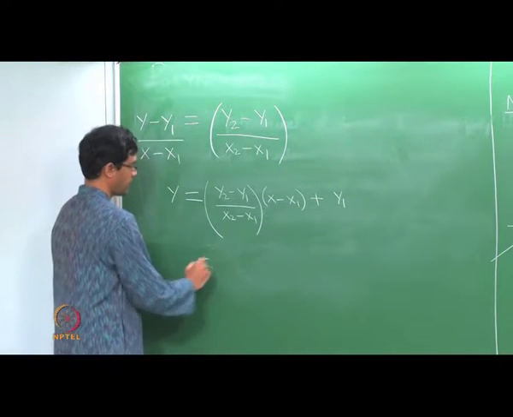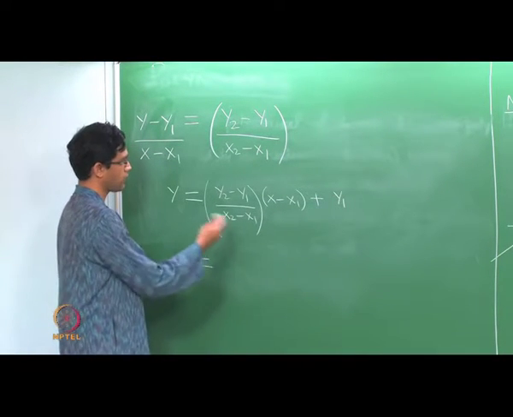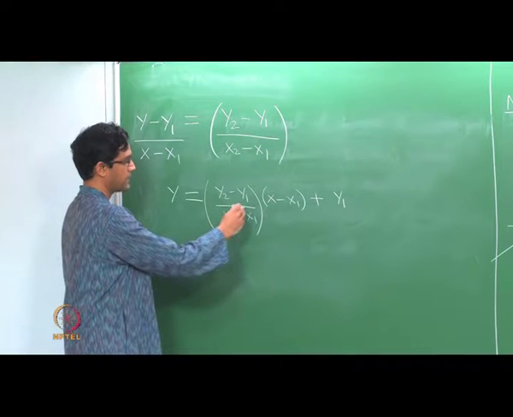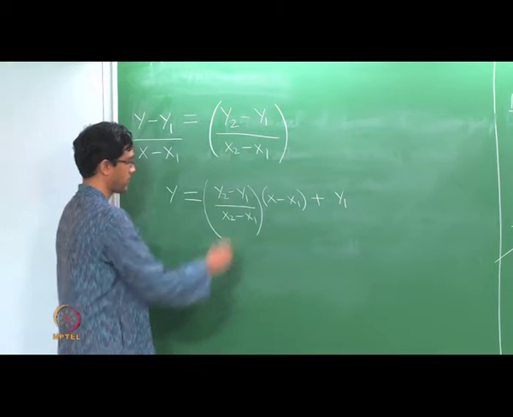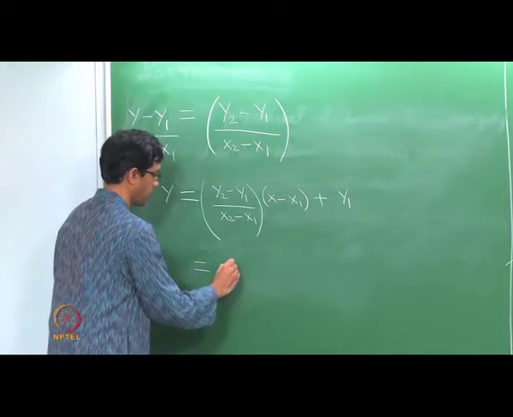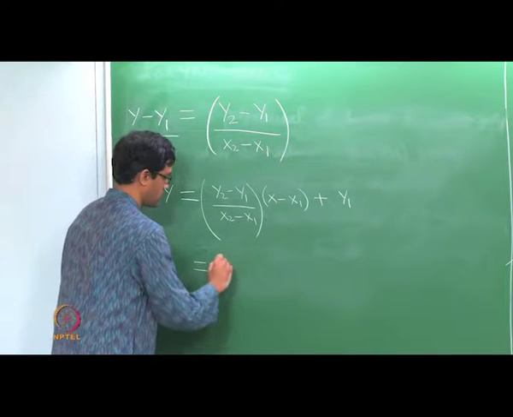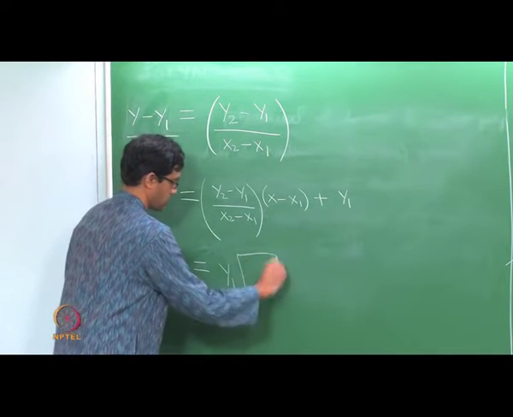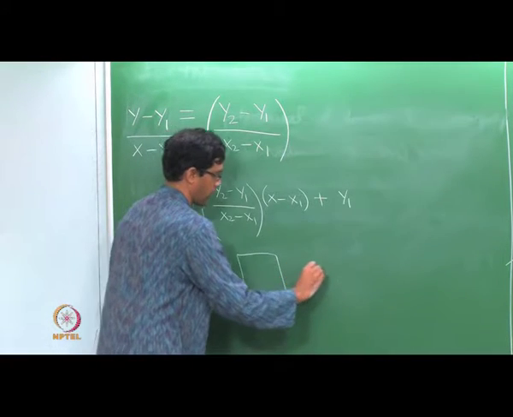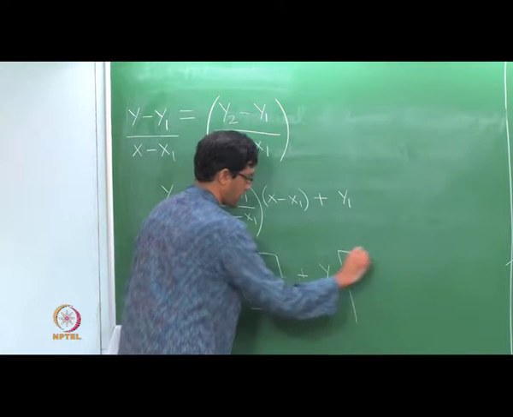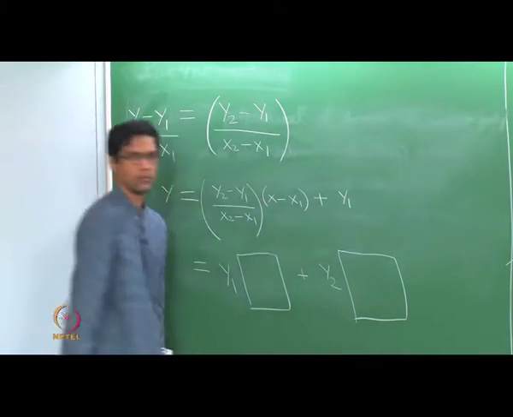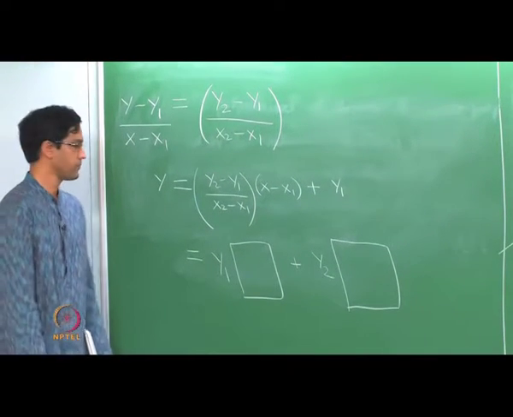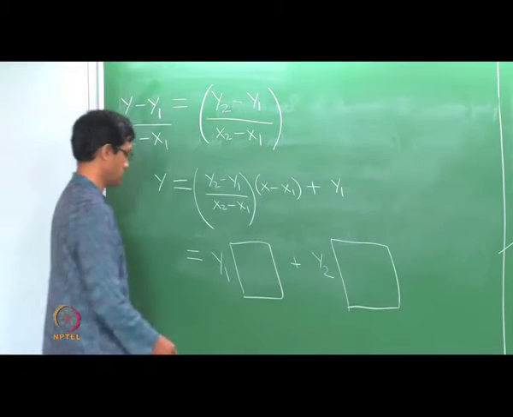Okay, so I'm going to rewrite this once more in the following form. I will write it as something times y1 plus something times y2. So I want to do the following. I want to write it as y1 times some expression which does not have y1 or y2, plus y2 times some expression. So I am going to try and rewrite it in this form. So let us do that.